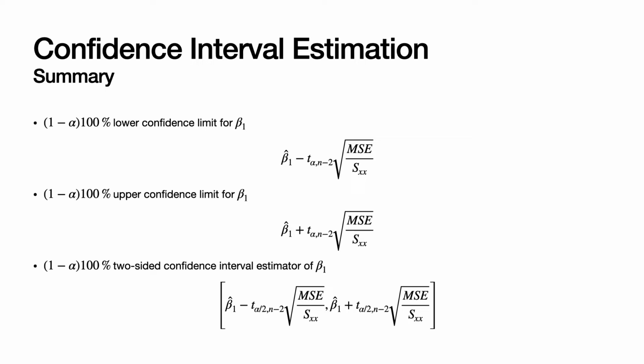And then finally, the 1 minus alpha times 100% two-sided confidence interval estimator of beta 1 is given by beta 1 hat minus plus the product of the interval coefficient, which has alpha over 2 in the subscript, times the estimated standard error, which is the square root of MSE over S sub xx.